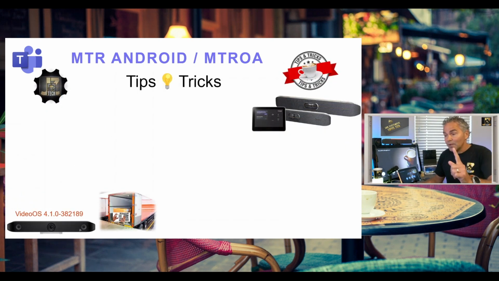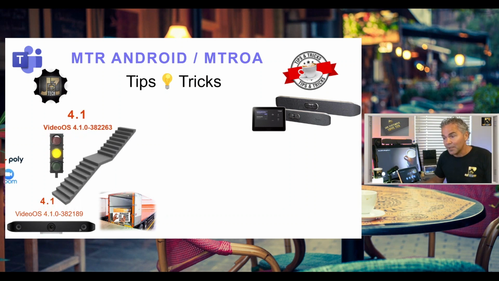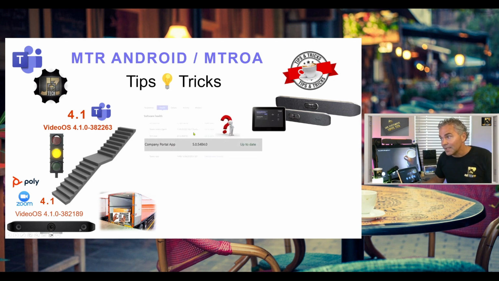So the next one is an important one. If you have received the X52, if you've bought it or if you used a test device, etc., and you use that device in the Poly mode or in the Zoom mode, you're also safe. You can upgrade to 4.1 and use it also in Teams. Again, check if that company portal is this number. That is really, really important.